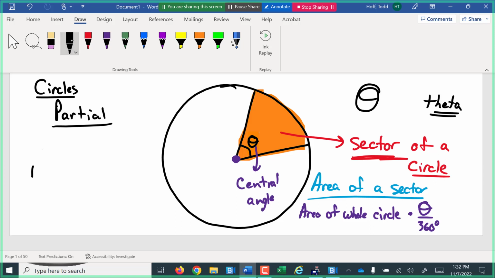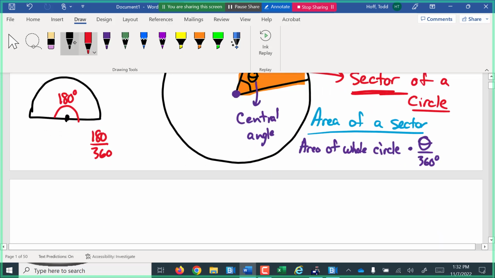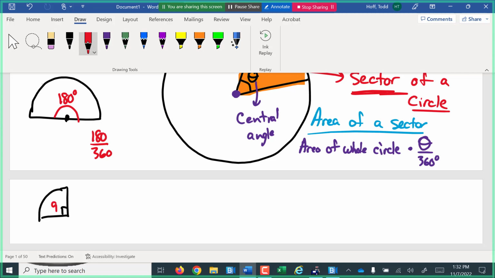If we look up at examples we've done before, when we did a half circle, this angle would have been 180 degrees. So that would have been 180 over 360, which reduces to 1/2. 1/2 the area of the full circle. For a quarter circle, this would have been 90 degrees. Well, that would have been then 90 over 360, or 1/4. 1/4 of the area of the whole circle.